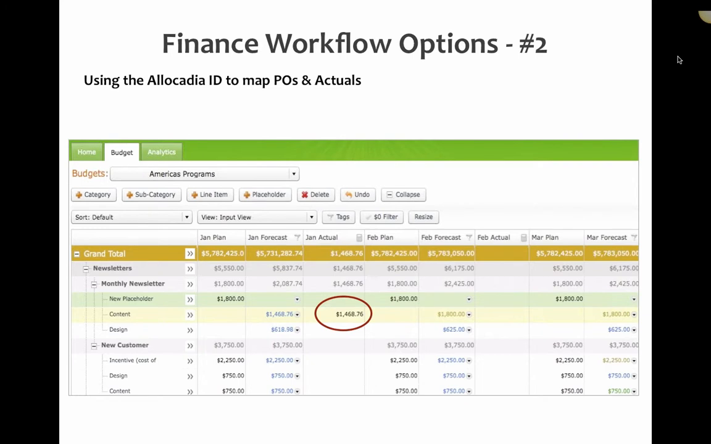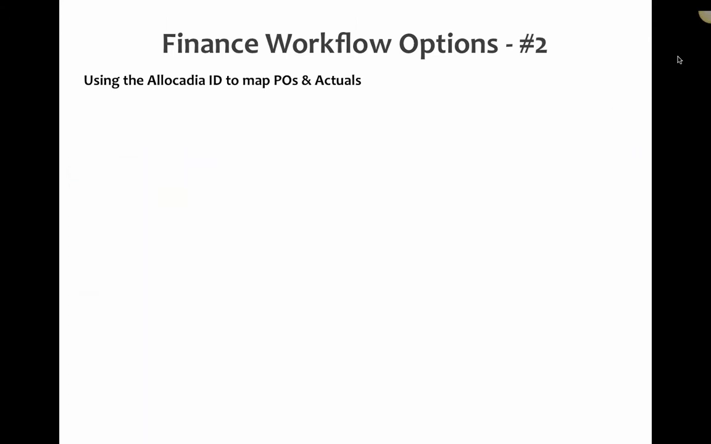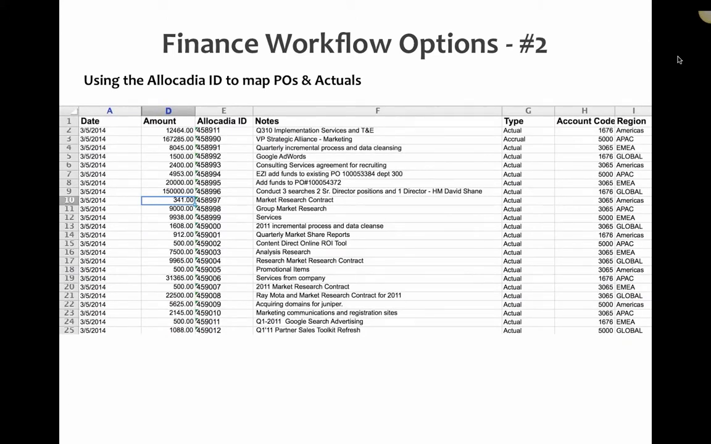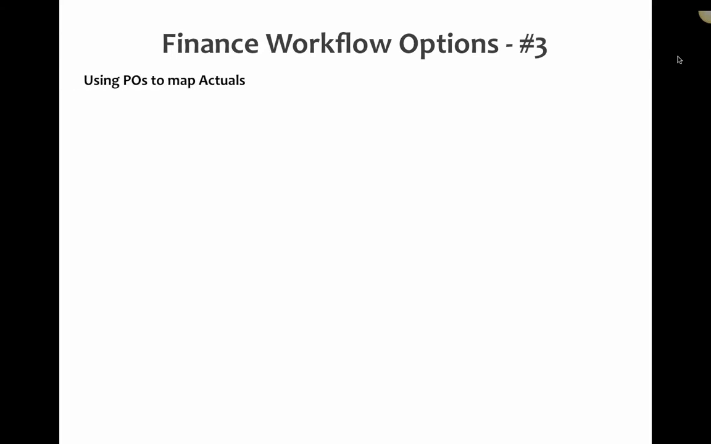Speak with your finance department about creating a new Allocadia ID field in their ERP, or about adding the 6-digit number at the beginning of the memo, description, or notes field. To utilize the Allocadia ID for import mapping, the following fields are required in the finance system extract: amount, date, and Allocadia ID. Option 3, using POs to map actuals.